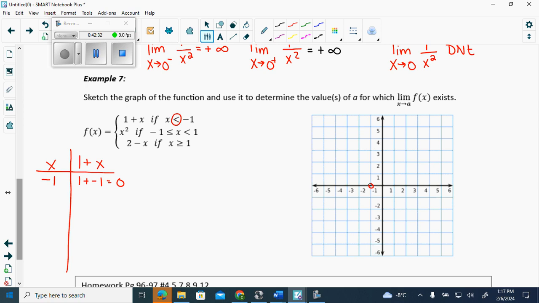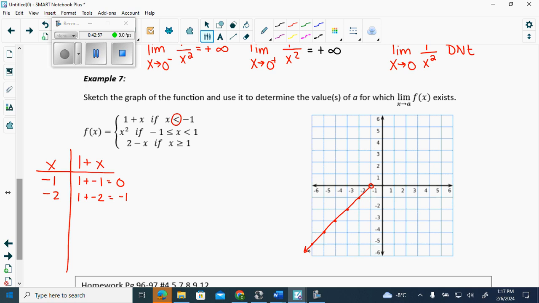Then I can pick something else on the left of it. Negative 2. 1 plus negative 2 is negative 1. Now I'm at negative 2 and negative 1. And then the slope is 1 and 1, so it's going to be like this. And it has an arrow at the end because it says less than negative 1. It doesn't say to a certain value. It doesn't stop.